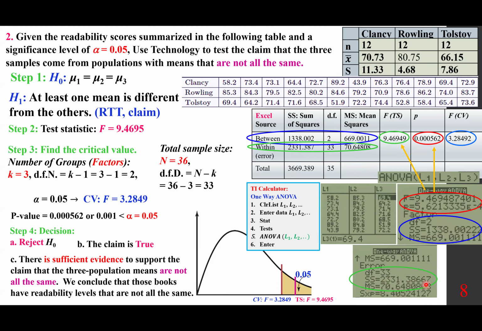So as you can see, everything that we want is calculated using TI or Excel. We can easily come up with the answer. Needless to say, you don't have to do this by hand. You need to understand how it's done.